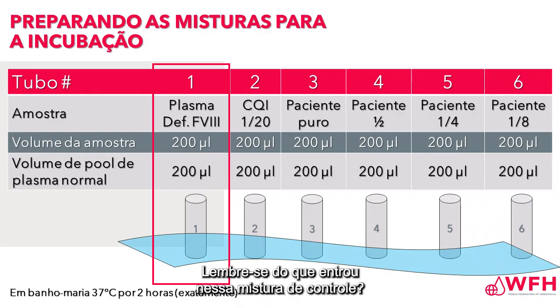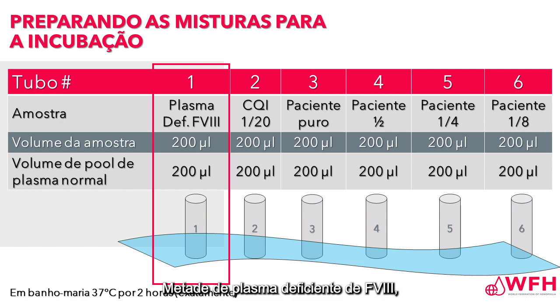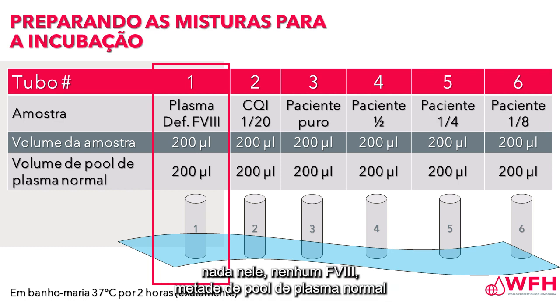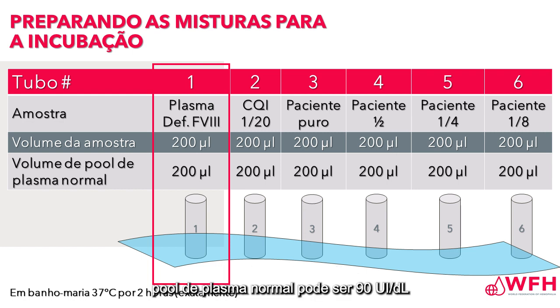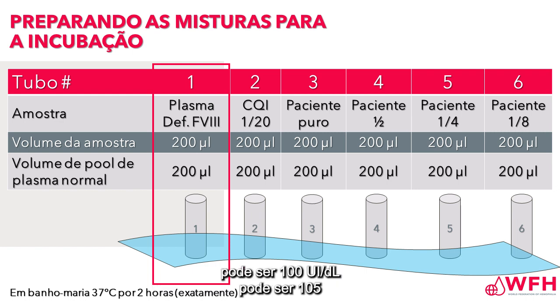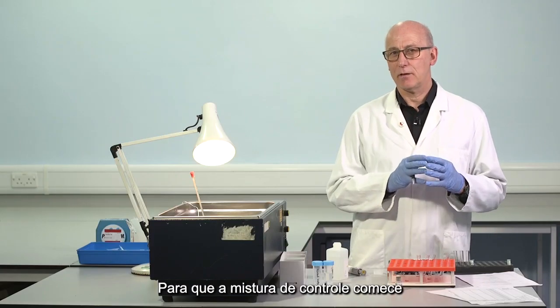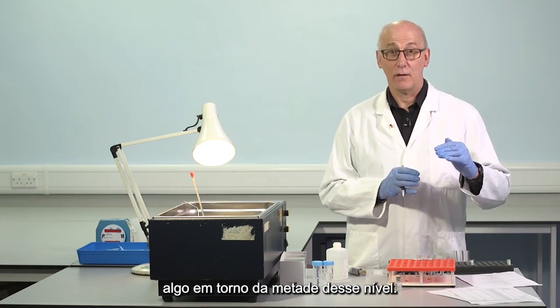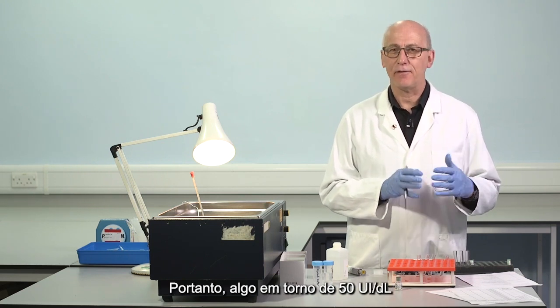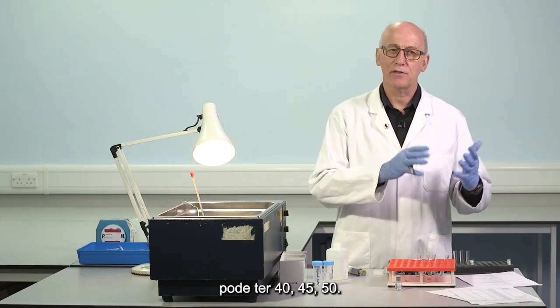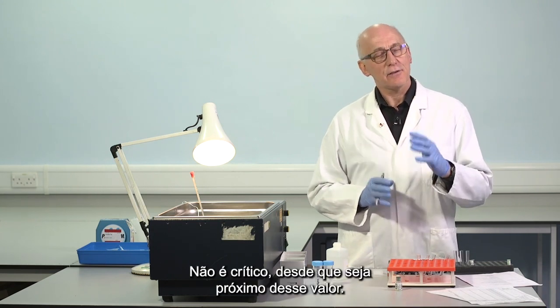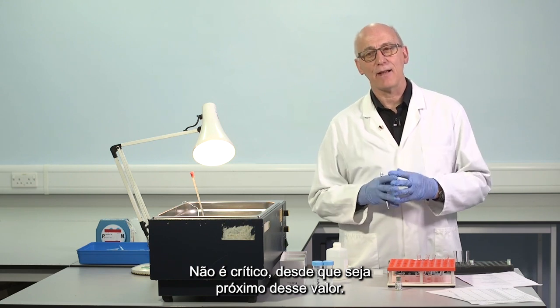It's not 100 international units per deciliter. Remember what went into that control mixture. Half factor VIII deficient, nothing in it, no factor VIII. Half pooled normal plasma. Pooled normal plasma might be 90 international units per deciliter, might be 100, might be 105, somewhere close to 100. So that control mixture begins somewhere around half that level, so somewhere around 50 international units per deciliter. Might be 40, 45, 50. It's not critical as long as it's fairly close to that value.